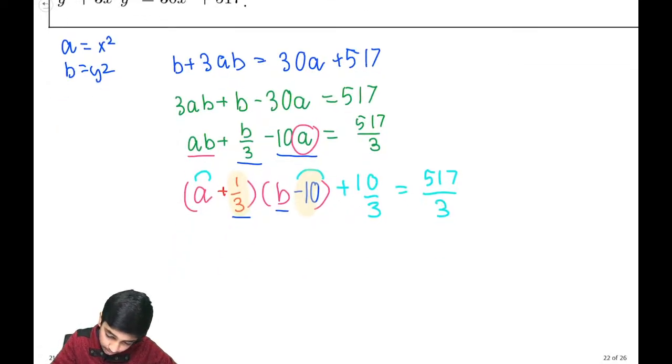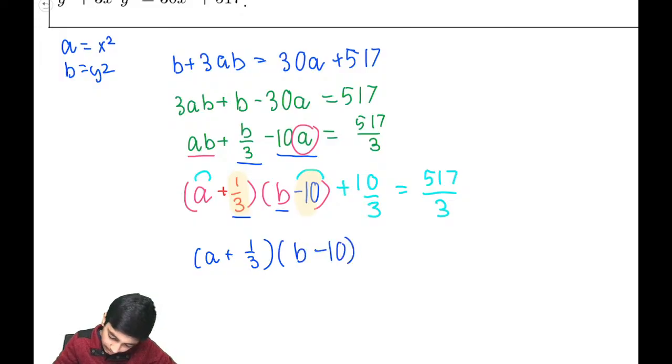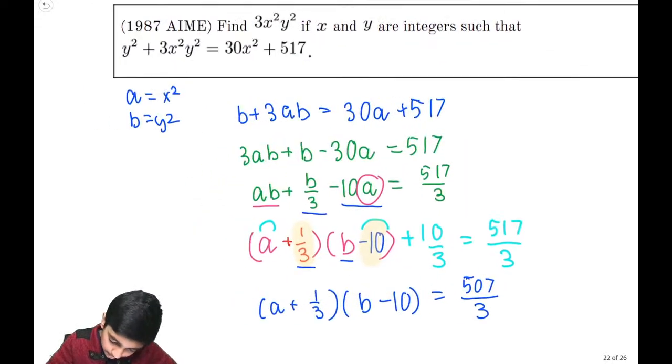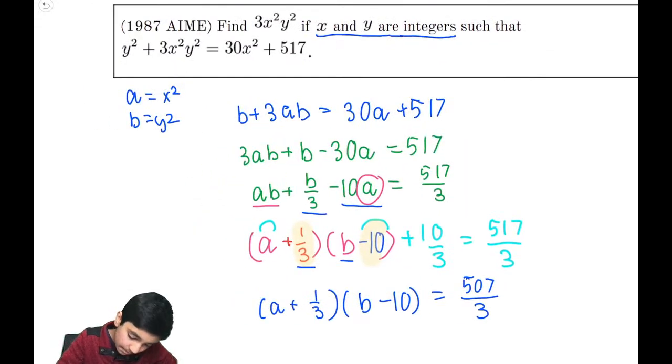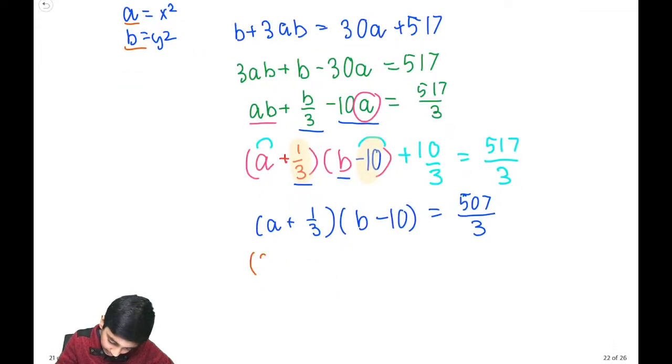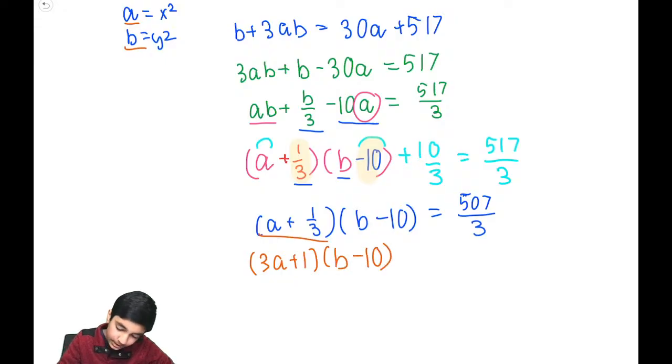And then from here, we can subtract 10/3 from both sides to get a plus 1/3 times b minus 10 equal to 507 over 3. And now what? Well, firstly, we need these x and y to be integers. And if x and y are integers, so are a and b. So we need a and b to be integers. So then from here, let's just multiply the whole equation by 3, again to get 3a plus 1 times b minus 10. Right, because we multiply this by 3 to get 3 times a plus 3 times 1/3, or 1, is 507 over 3, or 507 when we multiply by 3.